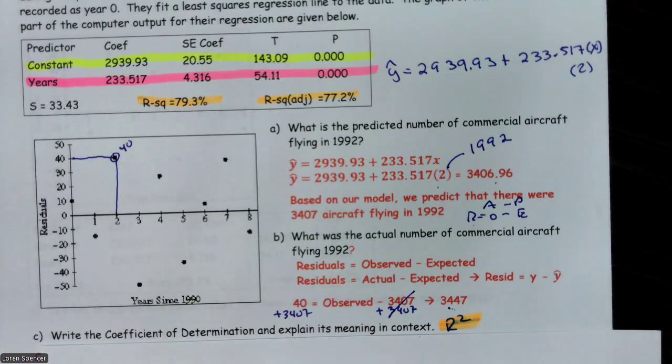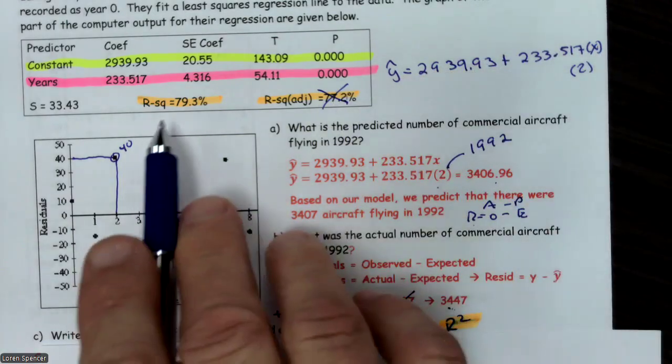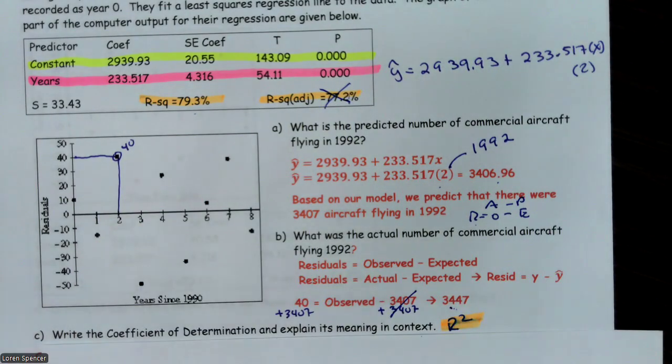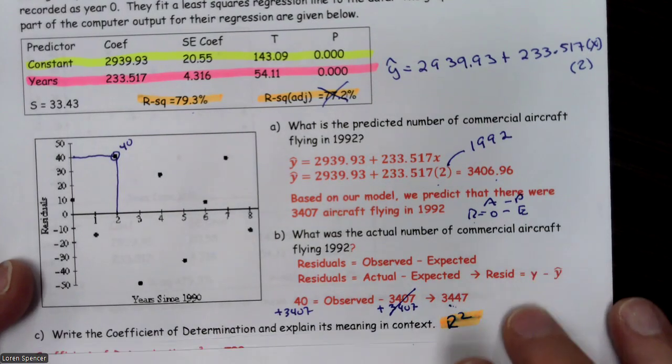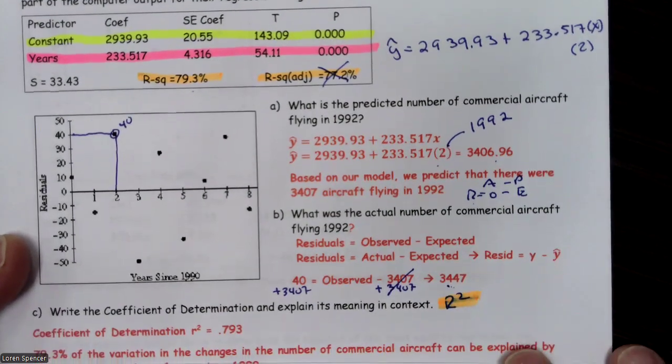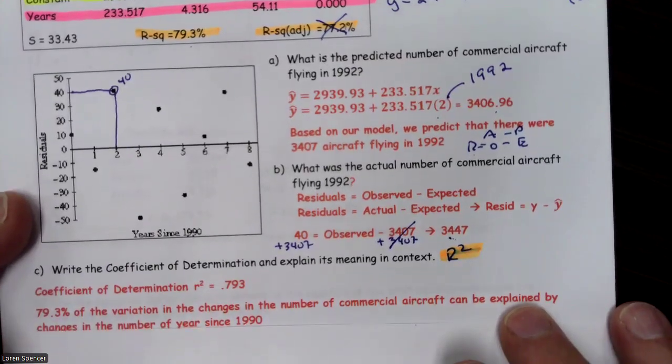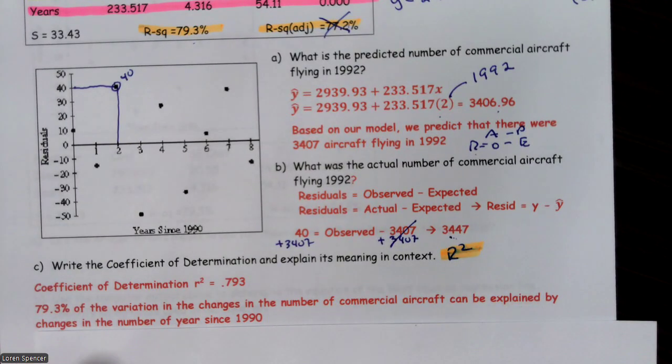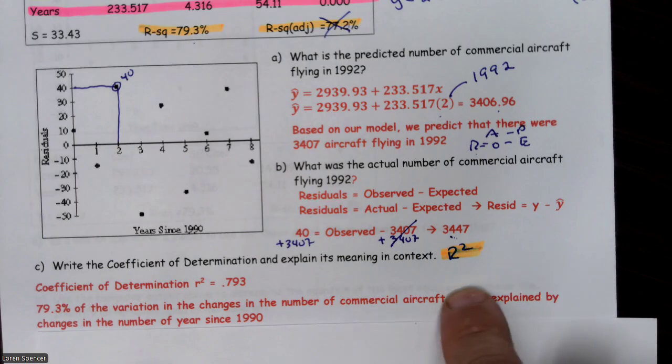They gave us two R squareds, but we will never use adjusted. So R squared is 79.3. So 79.3% of the variation in the changes in the number of commercial aircraft, and it should say flying, can be explained by changes in the number of years since 1990.